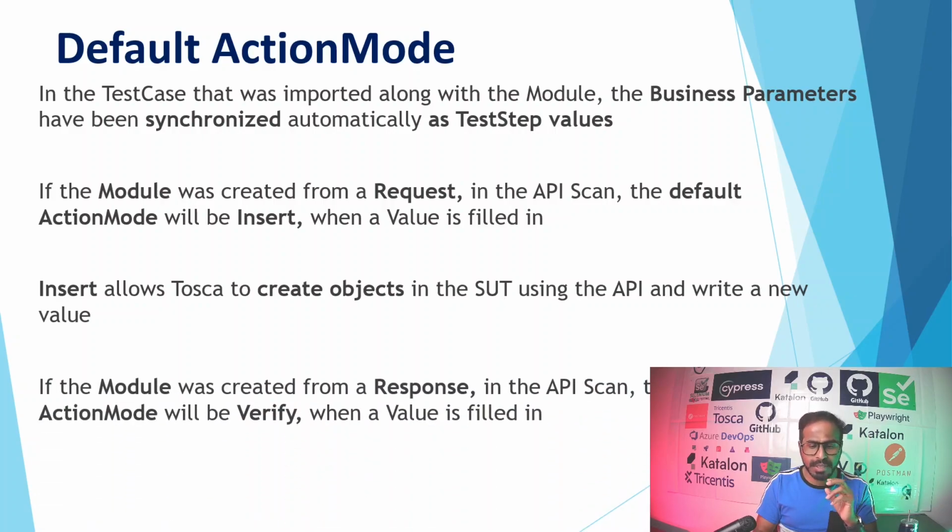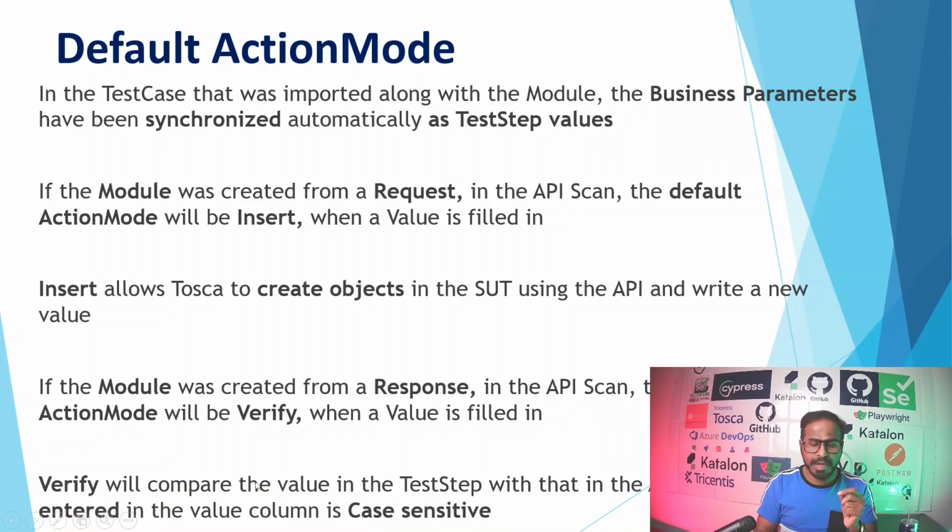If the module was created from the response in the API scan, the default action mode will be verify. If you are creating any module from the request, then your default action mode will be insert. If you are creating modules from the response, then the default action mode will be verify. Verify will compare the value in the test steps with that in the API. The text entered in the value column is case sensitive.